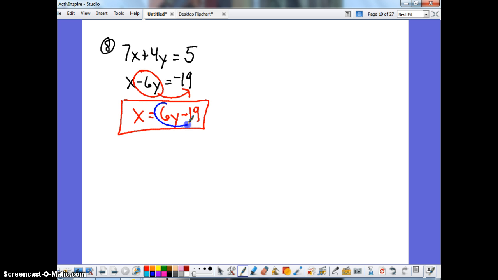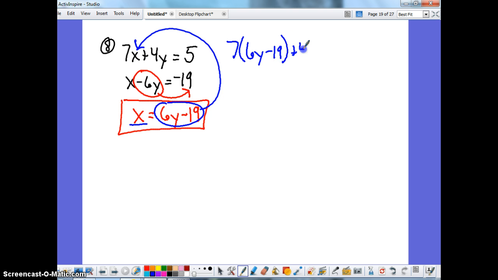I'm going to take that 6y minus 19. It's equal to x, so I'm going to plug it into the first equation for that x. This becomes 7 times 6y minus 19 plus 4y is equal to 5. So when I do this again, notice that I'm having that 6y minus 19 in parentheses. And I'm doing that because now I need to take the 7 and distribute it through. So 6 times that 7 is going to give me a 42y. 7 times negative 19 is a minus 133. Plus 4y is equal to 5.